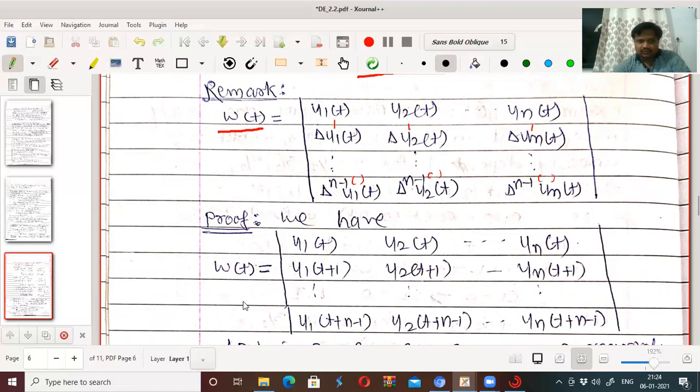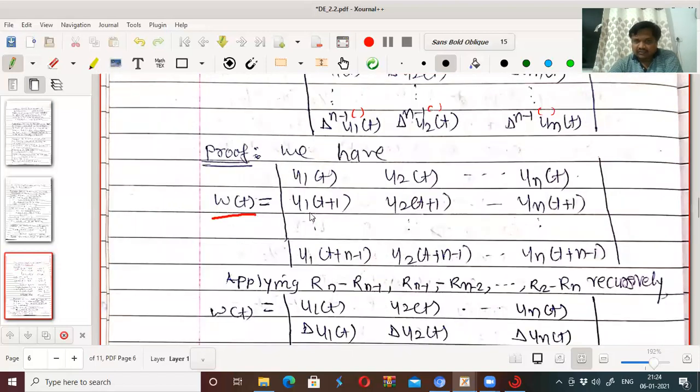Now, we know this is the definition of the small w(t), the Casoratian. So w(t) is equal to: the first row is u1(t), u2(t) up to un(t). The second row is u1(t+1), u2(t+1) up to un(t+1). And the nth row is u1(t+n-1), u2(t+n-1) up to un(t+n-1).